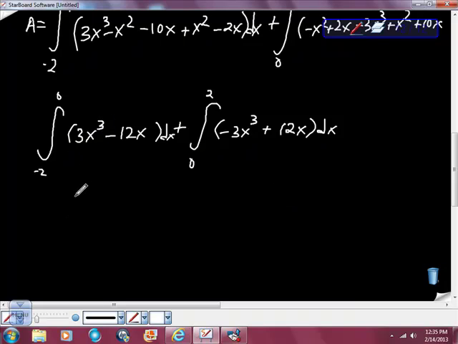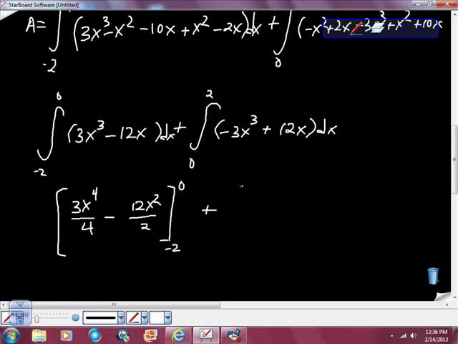So when you integrate this, you'd get 3x to the 4th over 4, wouldn't you? Minus 12x squared over 2, right? As evaluated, we're going to need to use these evaluation signs, from negative 2 to 0, plus negative 3x to the 4th over 4, right? Plus 12x squared over 2, as evaluated from 0 to 2. Of course, this cleans up, and this goes to 6x squared, and this goes to 6x squared.